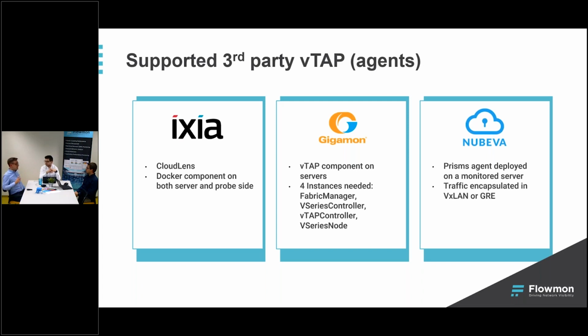And especially there is one difference between the native VTAP and these third-party vendors, because if you use Ixia, Gigamon, Nubeva, you can use not only the simple mirroring, you can do filtering over the packet. So you can set which kind of traffic should be mirrored, and this could be especially relevant in cases when you need to send the traffic from different regions.